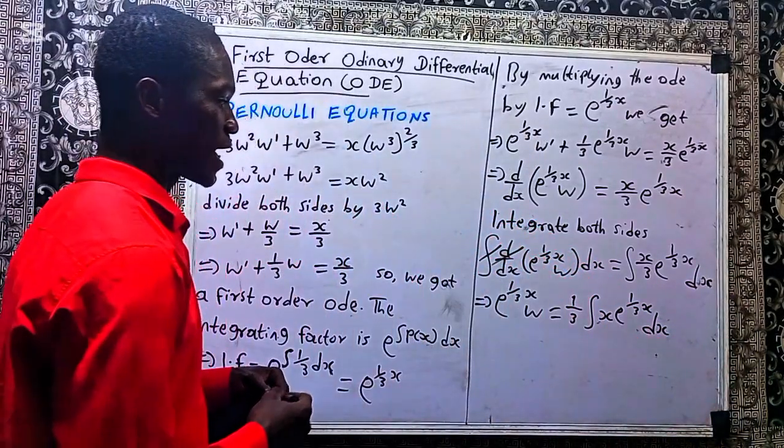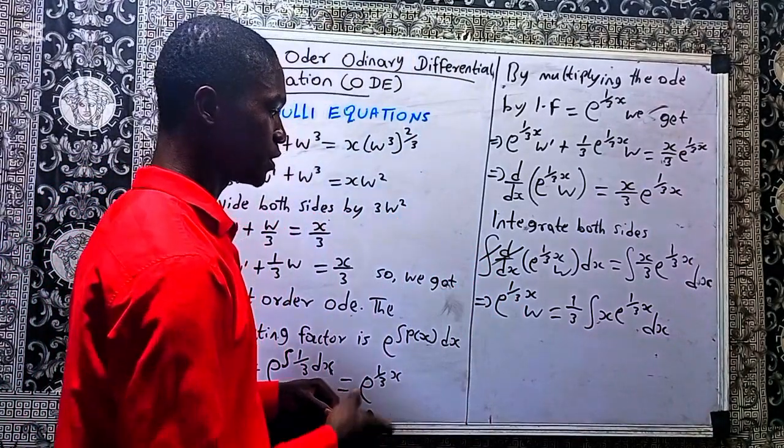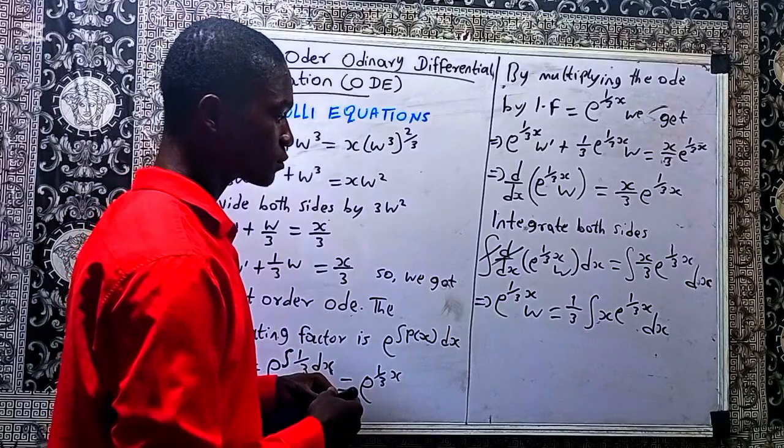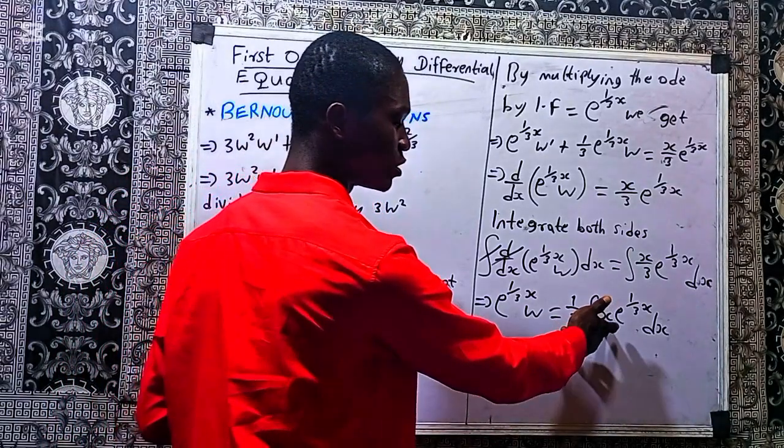So this is what I have. The next thing is to evaluate this integral. What this integral will be, that's the next thing we have to do. Now what will be this integral? But this is a product of what?